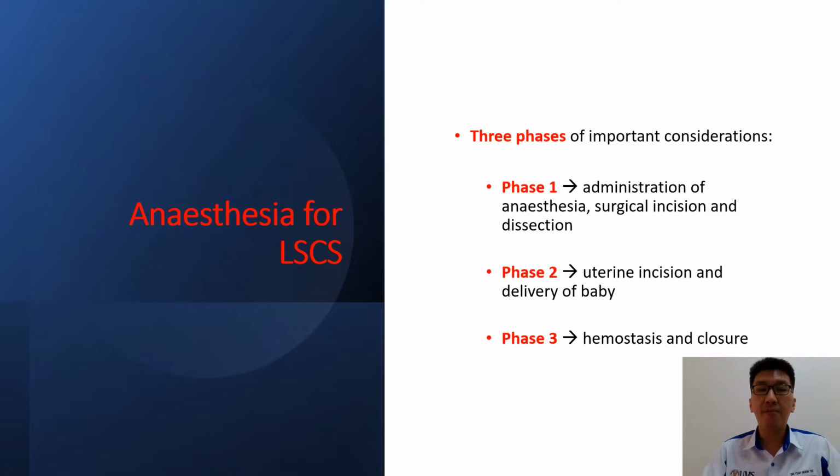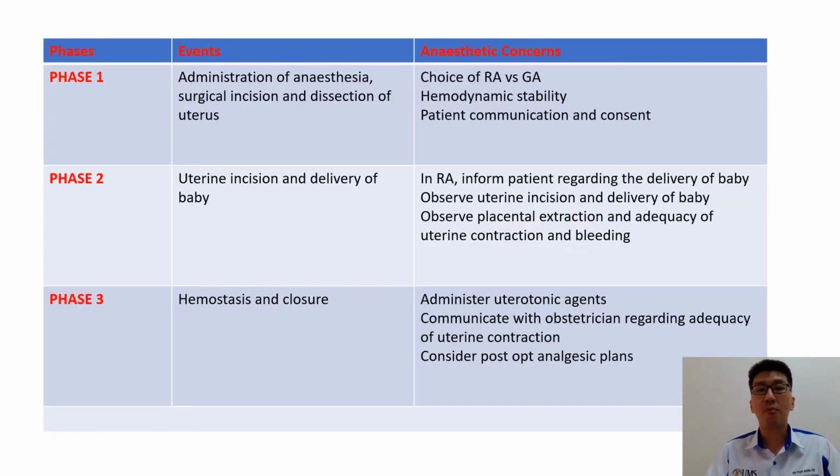Well, I'll proceed further with the elaborations of this. There are three phases of important considerations for anesthesia for LSCS. Phase 1 is regarding the administration of anesthesia, surgical incision and dissection. Phase 2 is regarding uterine incision and the delivery of baby. And phase 3 is about hemostasis and closure. Well, I will tell you more about these phases now.